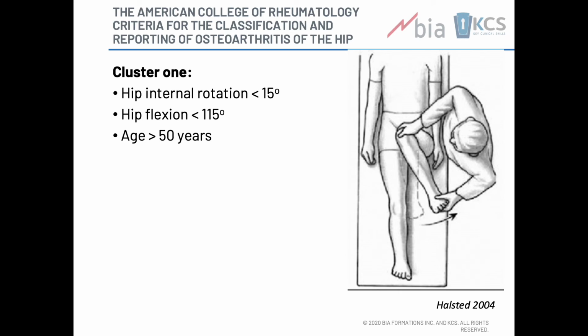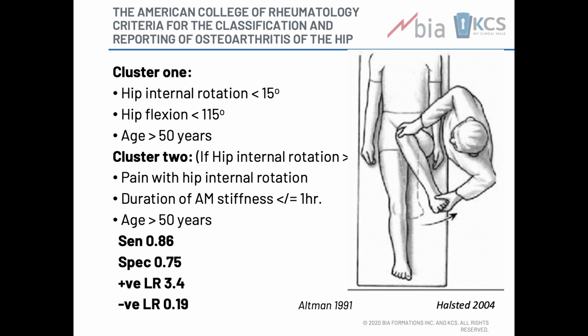So the American College of Rheumatology criteria for the classification and reporting of hip osteoarthritis, originally described by Altman, includes two different clusters. The first is hip rotation less than 15 degrees, hip flexion less than 115 degrees, age over 50. The second cluster is if the patient has equal to or more than 15 degrees of hip internal rotation, then pain with hip internal rotation, duration of morning stiffness less than or equal to an hour, and again, age over 50. And that has really good, strong sensitivity, as you can see there, and pretty strong specificity as well.